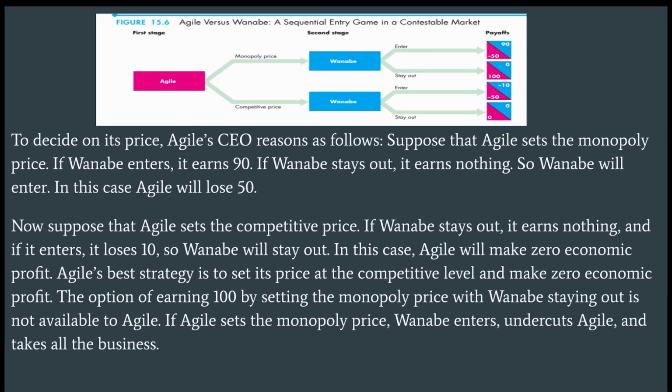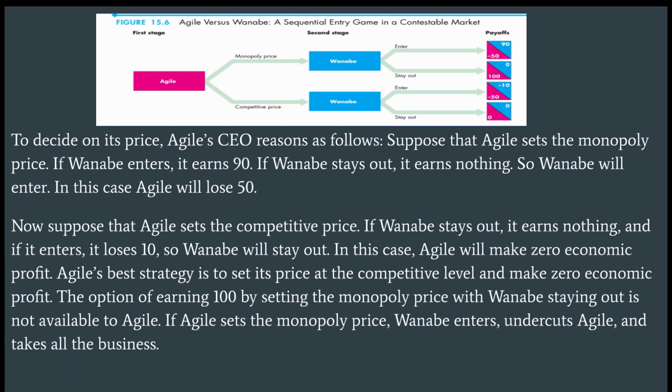So you can see, to decide on its price, Agile's CEO reasons as follows. Suppose that Agile sets the monopoly price. If Wanabe enters, it earns 90. If Wanabe stays out, it earns nothing. If so, Wanabe will enter. In this case, Agile will lose 50.